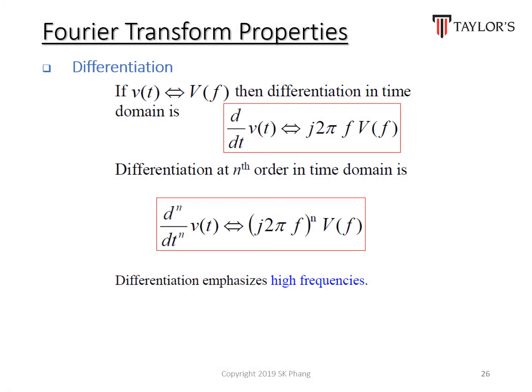The differentiation properties. If you differentiate a time domain signal in the frequency domain, after you do the Laplace transform, it is just a multiplication by j omega of the signal itself. So if you differentiate it n times, it's just j 2 pi f to the power of n, or j omega to the power of n.